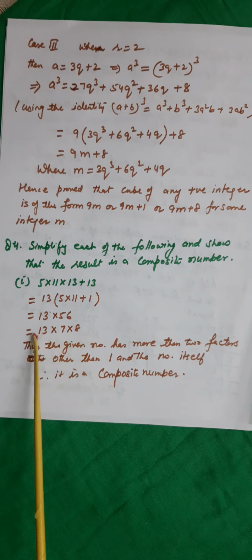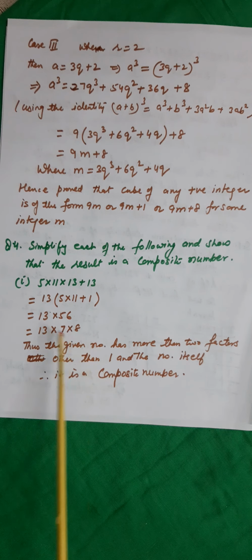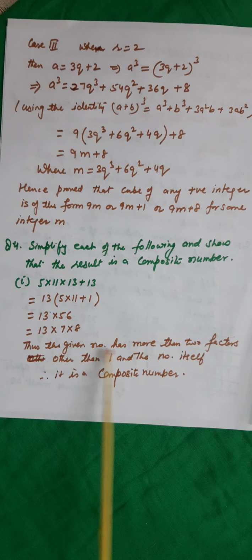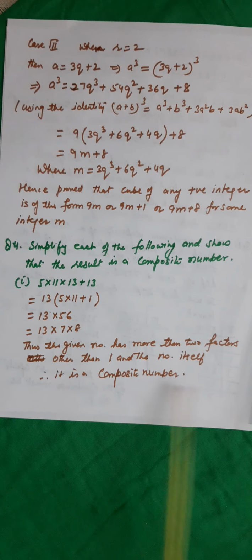And I notice here that this is having more than 2 factors. So whenever I have any number which is having more than 2 factors, it is a composite number. Right?